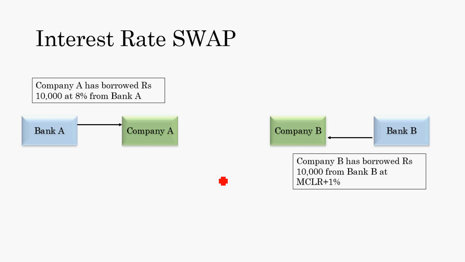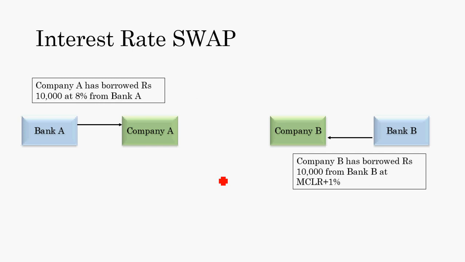Okay, what this floating rate means is that the interest that company B has to pay on this 10,000 will vary depending on the changes that happen in this MCLR. So company A is paying a fixed rate liability and company B is having a floating rate liability. Now let's assume that both of these companies want to change the nature of their cash payments. Company A wants to change from fixed to floating and company B wants to change from floating to fixed.